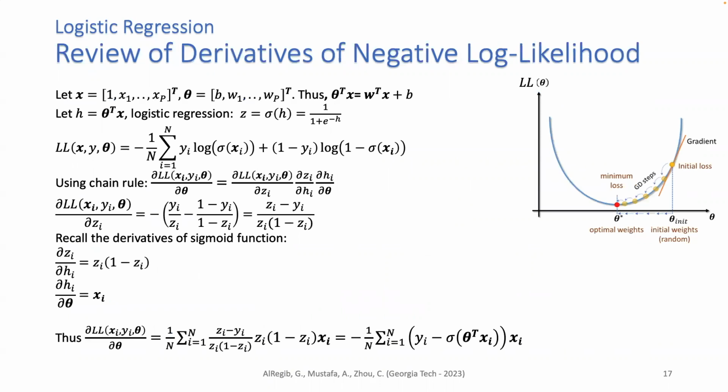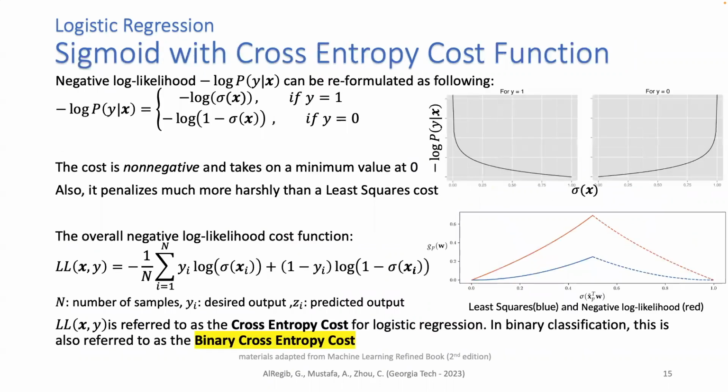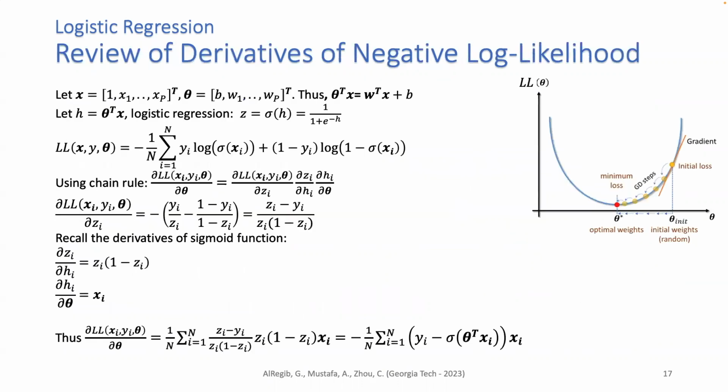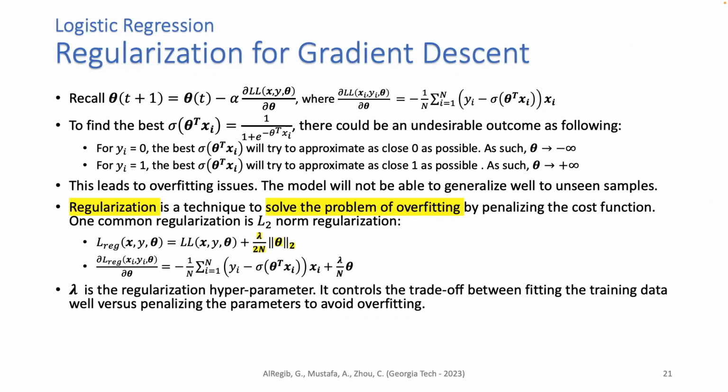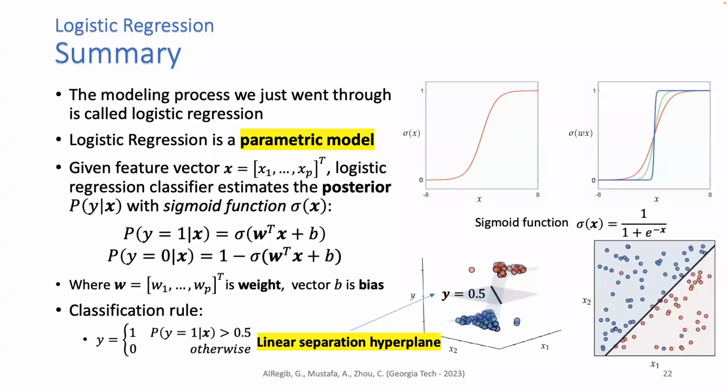Set up the problem function. And now we can solve this using gradient descent. And then we have two tricks. One is normalization, right? The other one here is regularization. Okay. Now, this is basically the whole summary. If you want to have a cheat sheet, this should be there.